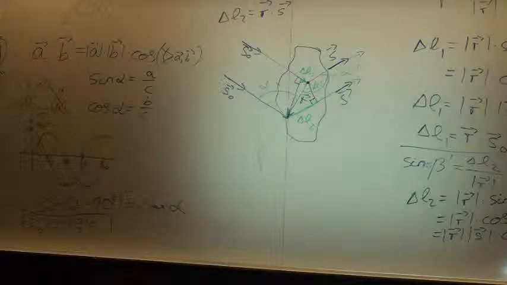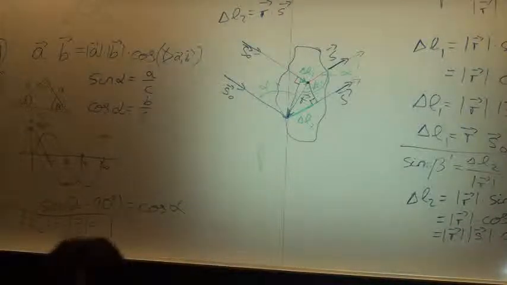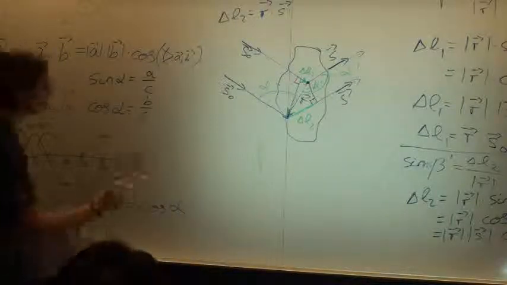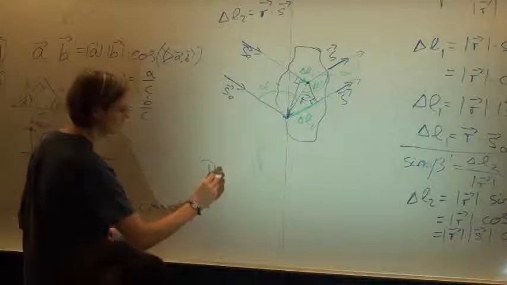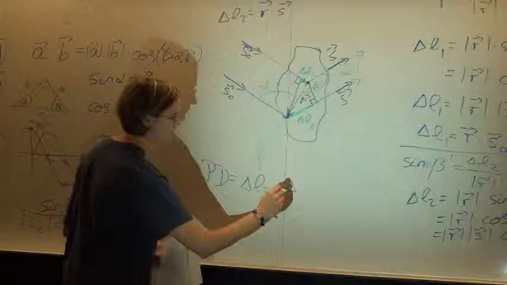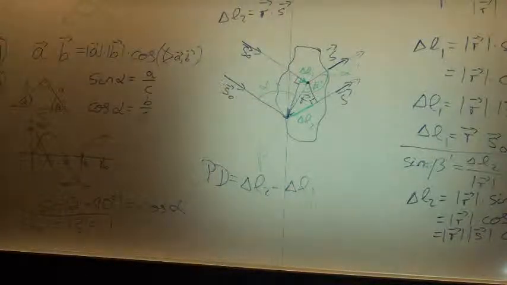Got our delta L1, got our delta L2. If you look at that drawing, what would be the total path difference? Delta L2 minus delta L1, right? That would be R times S minus R times S0, right?